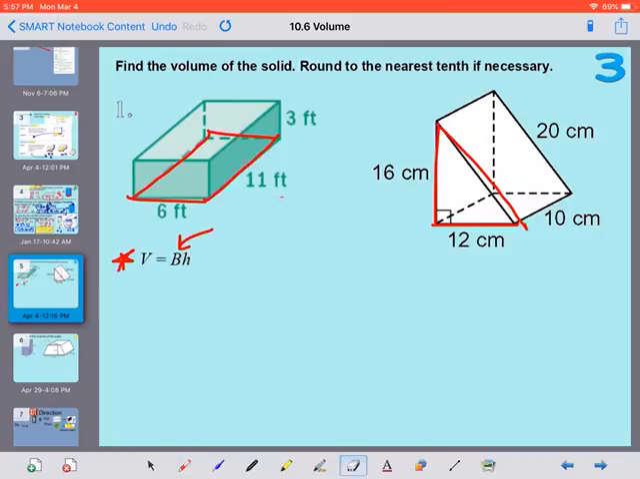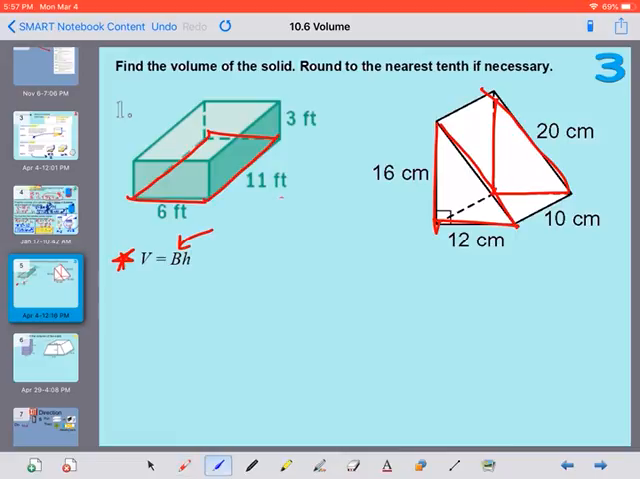Because if we found the area of our base as a rectangle, well, then we have two different heights there. That won't work. So when we find our triangle, our base is going to be the triangular shape, because every other side other than our bases are rectangles.